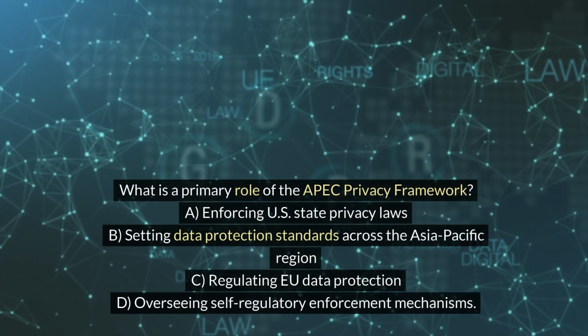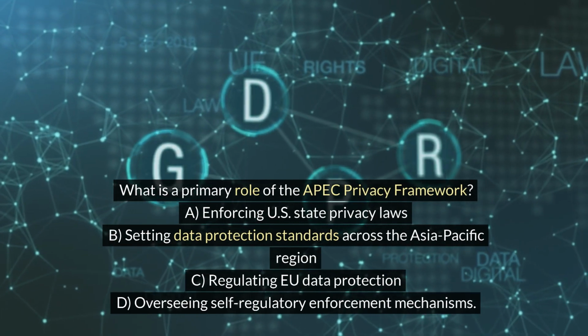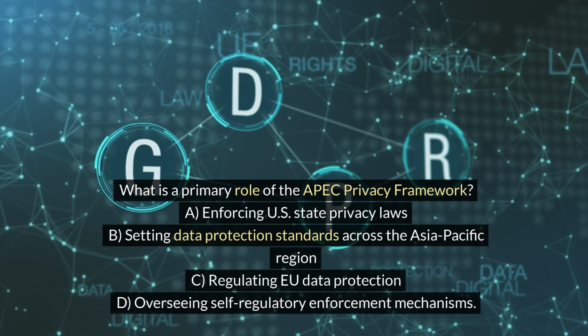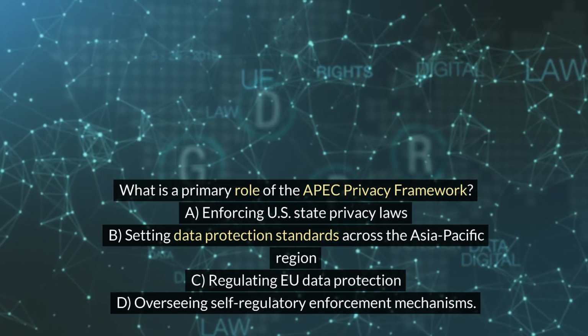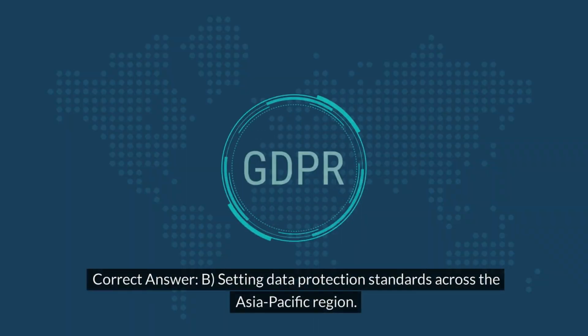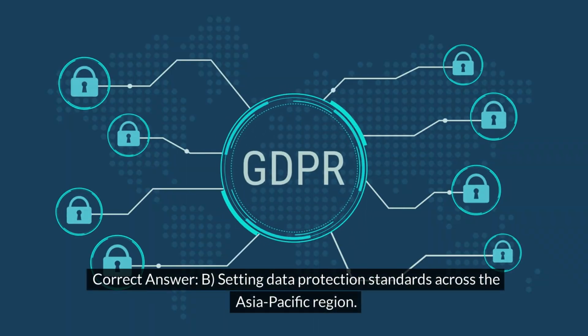What is a primary role of the APEC privacy framework? A. Enforcing US state privacy laws. B. Setting data protection standards across the Asia-Pacific region. C. Regulating EU data protection. D. Overseeing self-regulatory enforcement mechanisms. Correct answer: B. Setting data protection standards across the Asia-Pacific region.